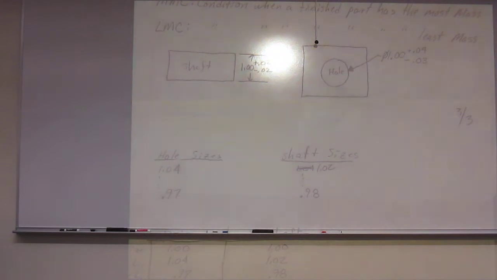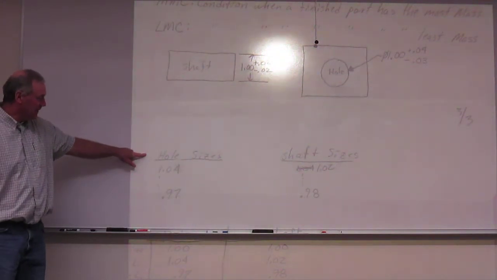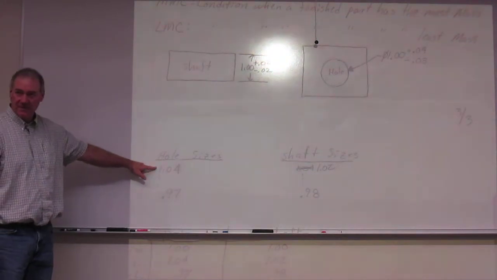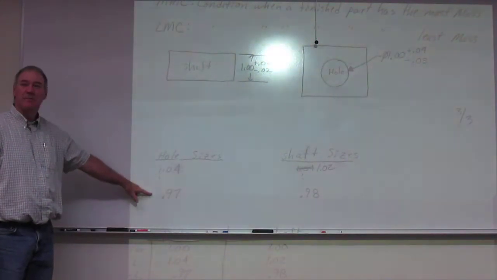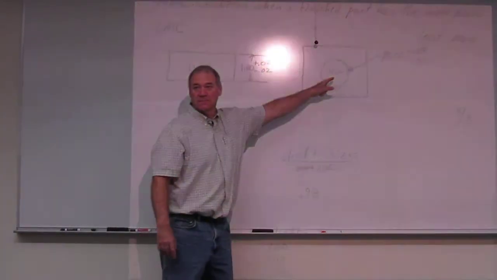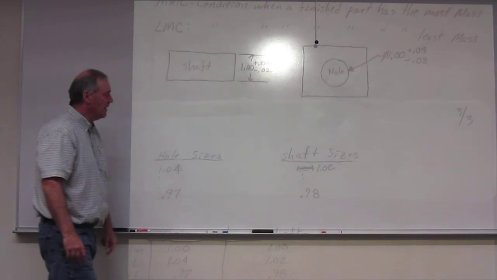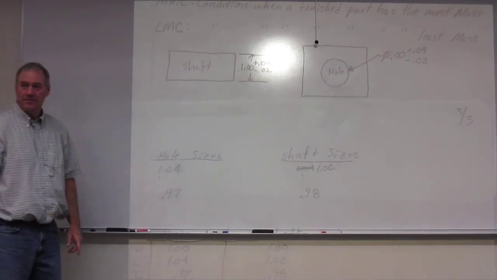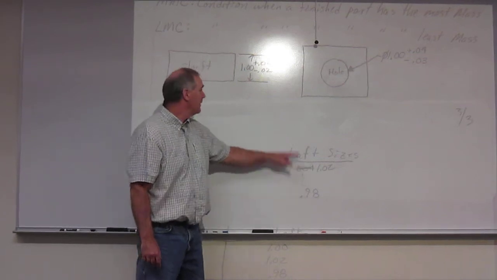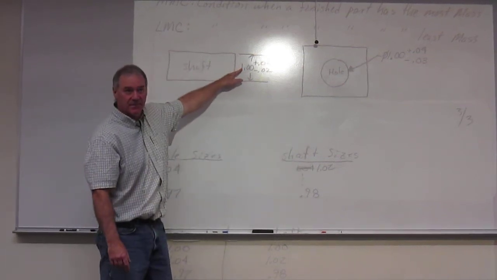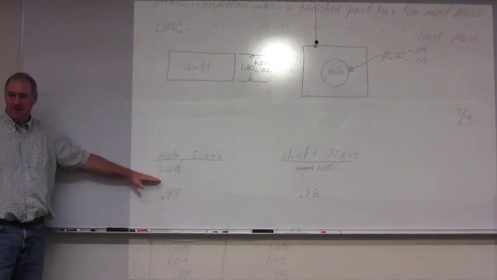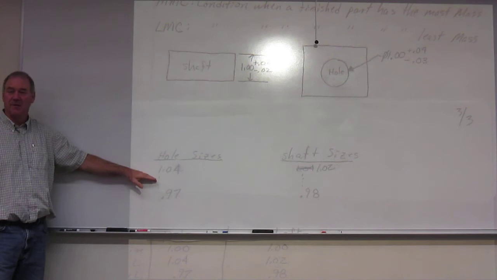So the hole sizes. What are the sizes that we can get? Highest size, 1.04. Lowest size, 0.97. Okay, do you see where I get that on the hole sizes? Yes. The shaft sizes, what can they be? 1.02 down to 0.98. Do you see where I get those sizes? Now, the thing we want to look at is my tolerancing range, or the amount of slop I'm allowing.